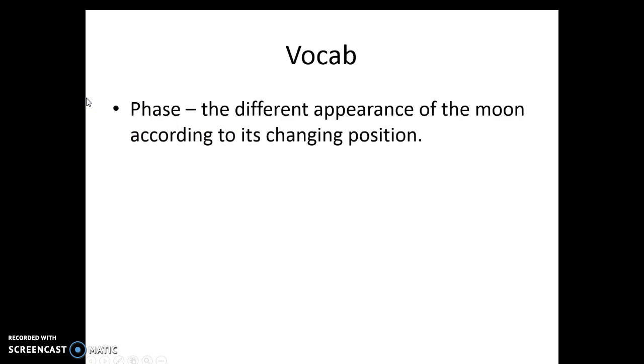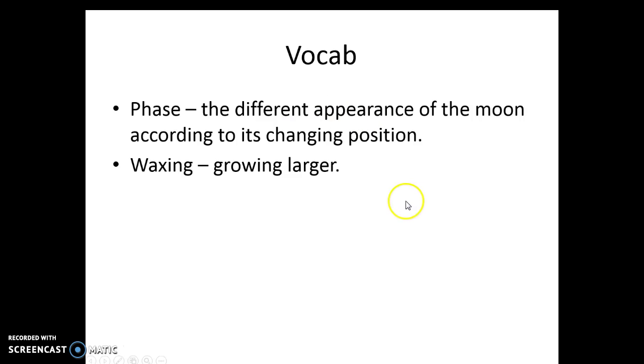We're going to be talking about the phases of the moon, not a phase that you're going through as you grow up and become a teenager, but instead a phase is the different appearance of the moon according to its changing position, and really that should be its position relative to the Earth and Sun, but that would have made it a really long definition.